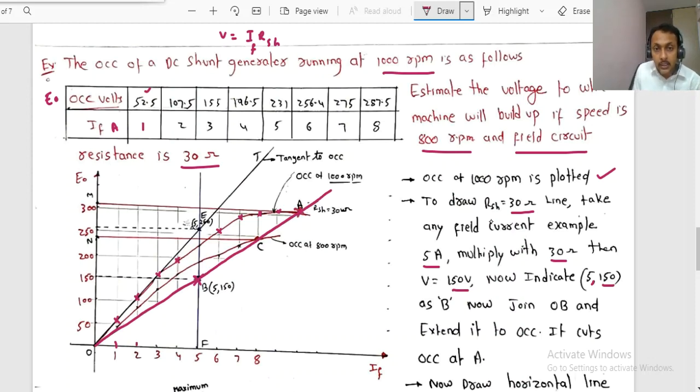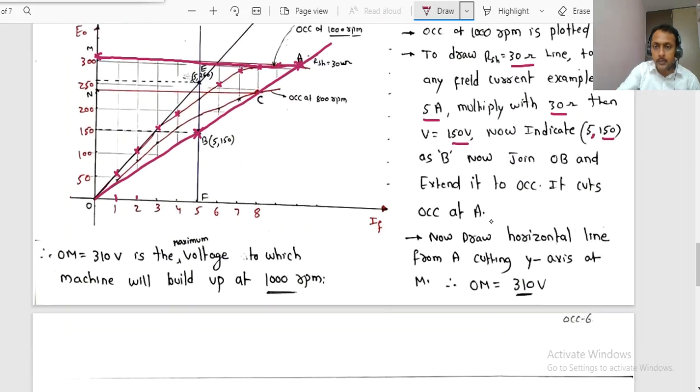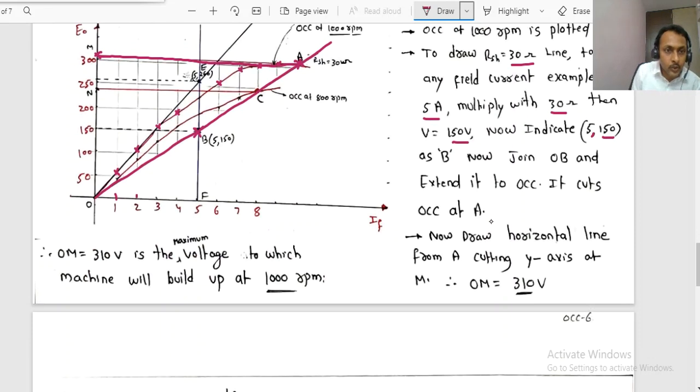Now extend this point A onto the voltage axis. That voltage OM is around 310 volts, the voltage to which the machine will build up at 1000 rpm. Very, very important. That much maximum voltage only it can generate. That is the meaning. Beyond that we cannot get.